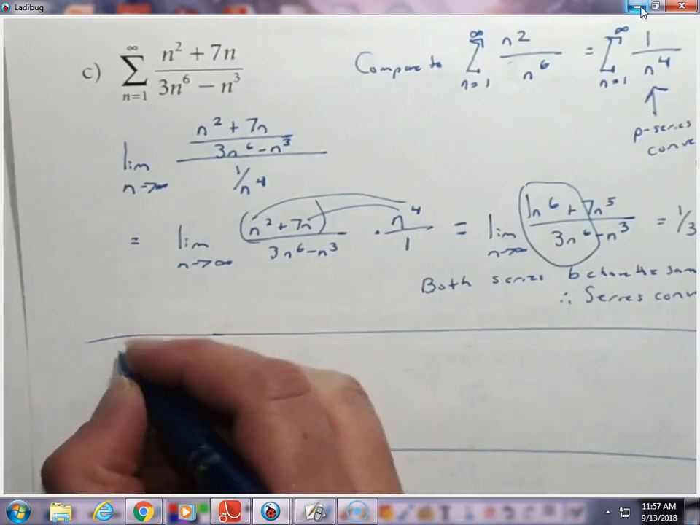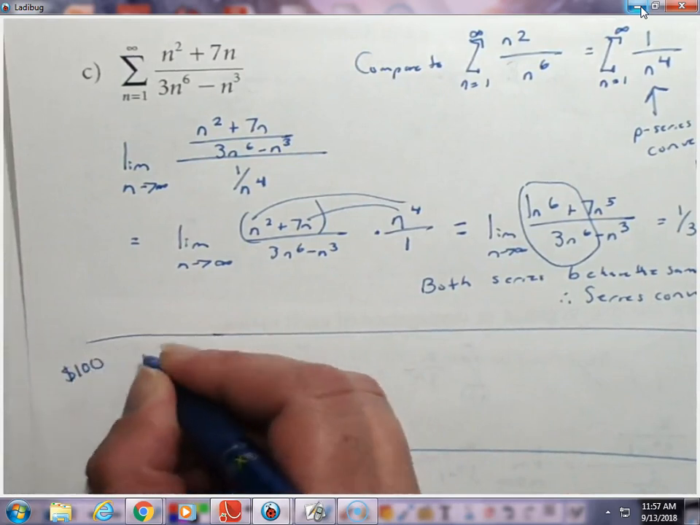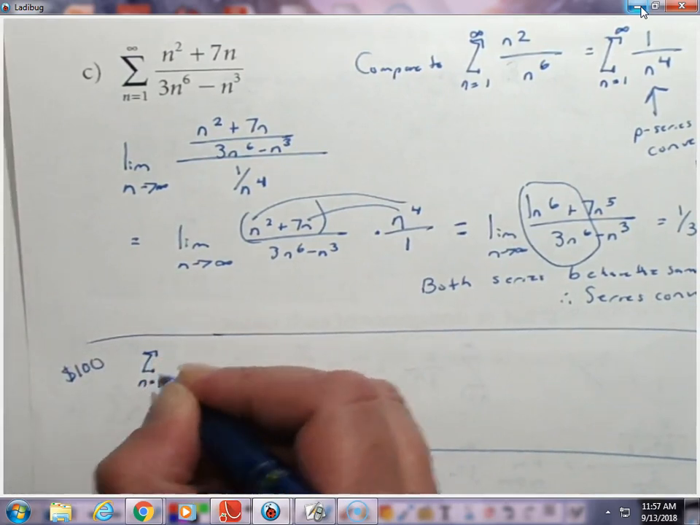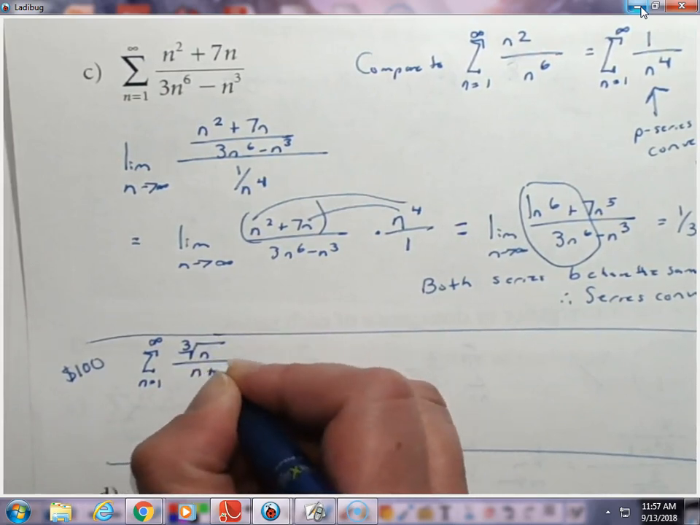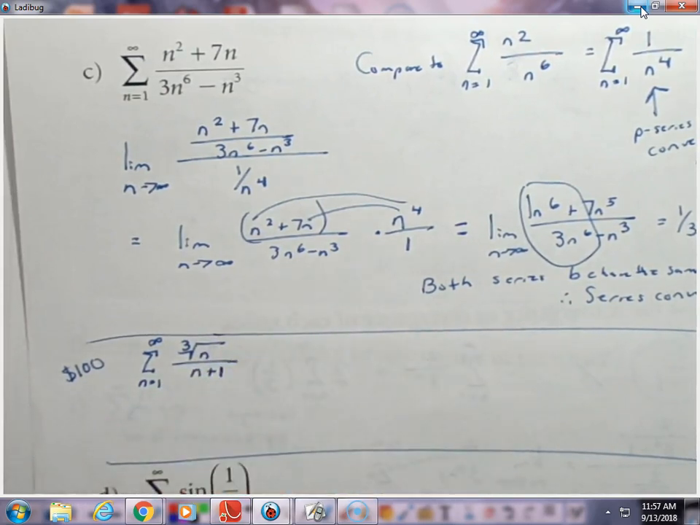All right, so here's your bonus. Your $100 for free. We get $100 if we get this right. False. You get a free problem for the value of $100.